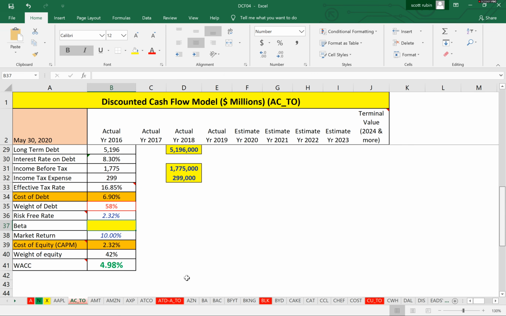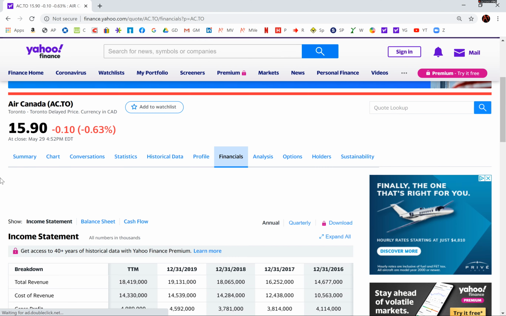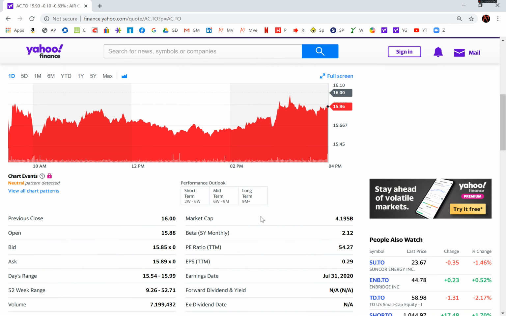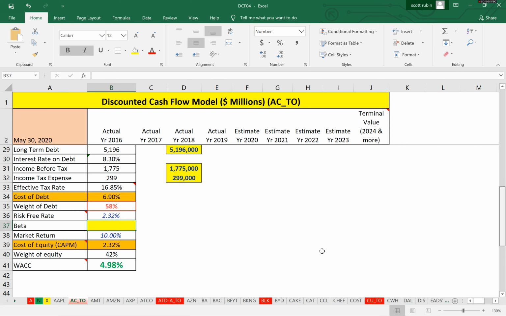Now we need the cost of equity, and we need the beta for that. And yep, they have a high beta, as I suspected, 2.12. It moves more than twice the market. So the cost of equity is 18.6%. The cost of debt is 7%.